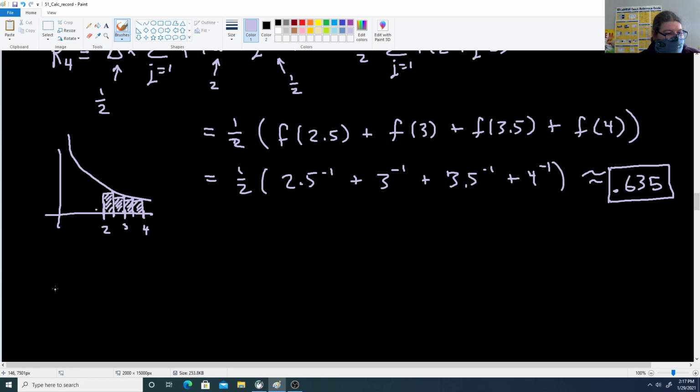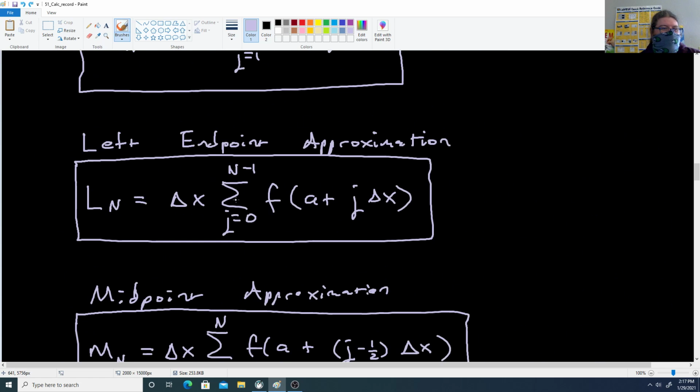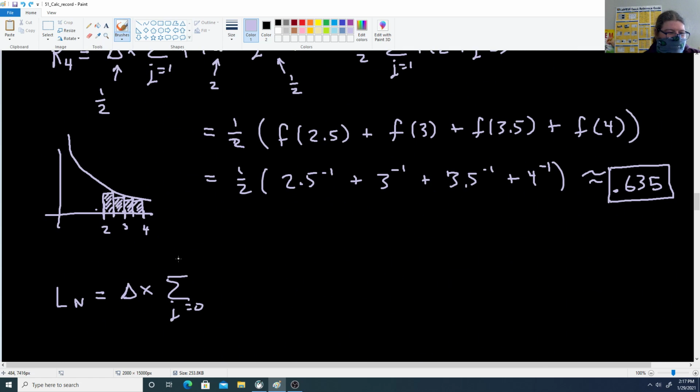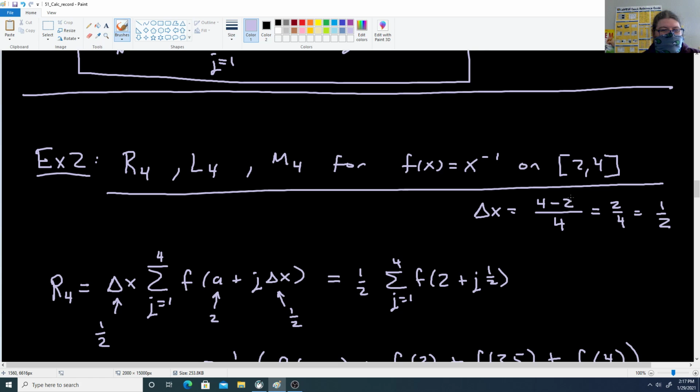Let's do the left endpoint approximation. That'd be L of n, delta x, series starts at j equals 0 up to 4. The left endpoint one doesn't stop at 4, it stops at 1 less, so it's going to be 0 up to 3. It'll be f of a plus j delta x again. Delta x is 1/2. And then a is 2.